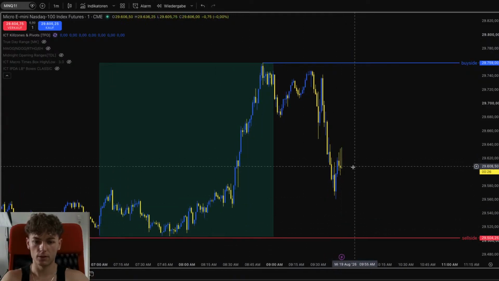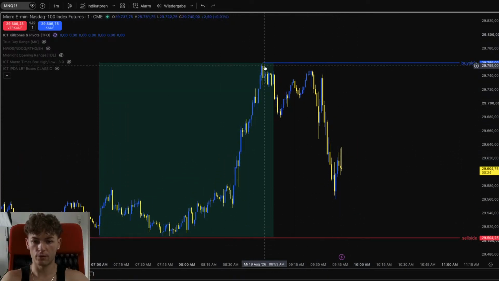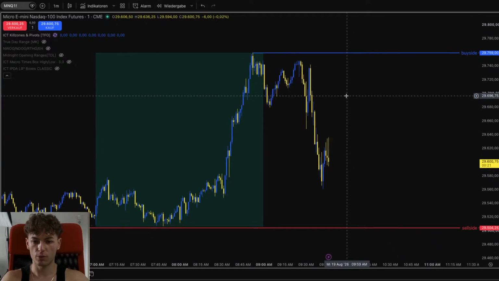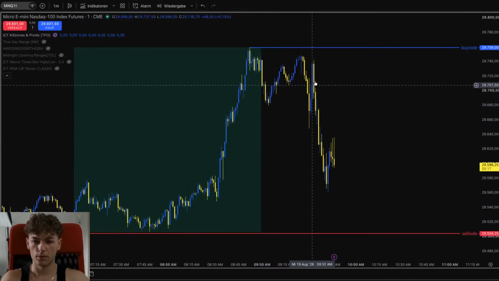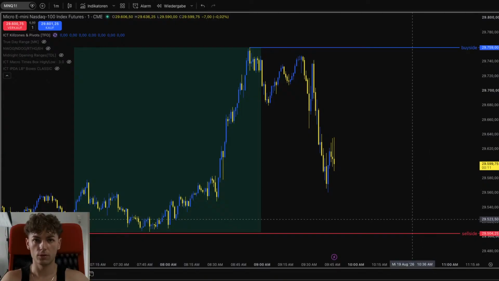Okay. So far we are right in between the range. So you want to see a breakout or a sweep of one side or the other. And that will tell us if we are bullish or bearish.